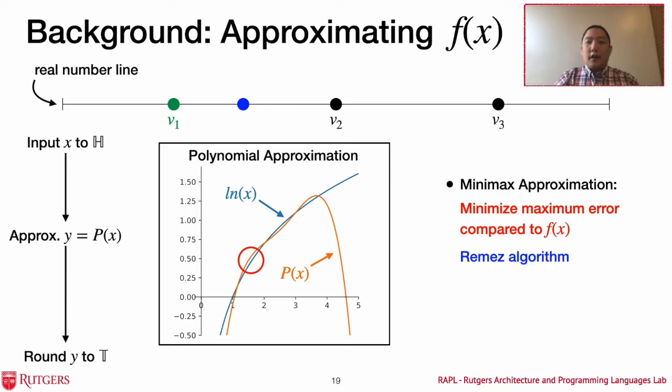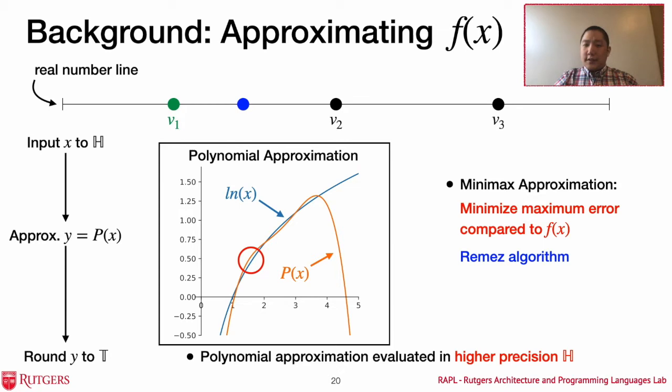Currently, the state-of-the-art algorithm for minimax approximation is the Remez algorithm or its variants. And to increase the accuracy of the result, the polynomial approximation is evaluated in a higher precision representation compared to the target representation of the math library. For example, if we want to create a math library for a 16-bit representation, we might evaluate the polynomial using the 64-bit double type. However, polynomial approximation alone is not sufficient to produce accurate results for all inputs.